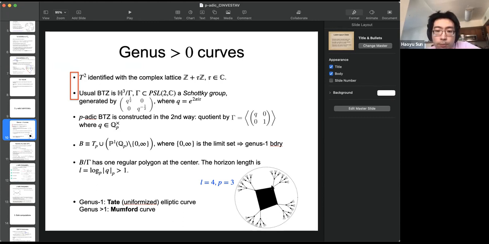And the horizon length is just the number of edges, which is the base p logarithm, the usual logarithm of the p-adic norm of q, being the modular parameter. So here is an example of a BTZ black hole with horizon length 4 and prime being 3. So the terminology is as follows. The genus 1 is usually called the Tate elliptic curve, and for high genus it is called Mumford curve. And in this talk, we'll only focus on the first one.